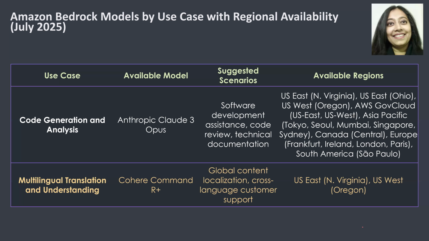The last two use cases that we have are code generation and analysis. You could use Claude 3 Opus for any kind of software development assistance, code review, technical documentation. These are the regions where it's available. And finally, let's say you are creating any application that requires multilingual translation and understanding, you could use Cohere Command R+. So if you have scenarios that involve global content localization, cross-language customer support, that's when you can use this particular model. And it is available in US East and US West.